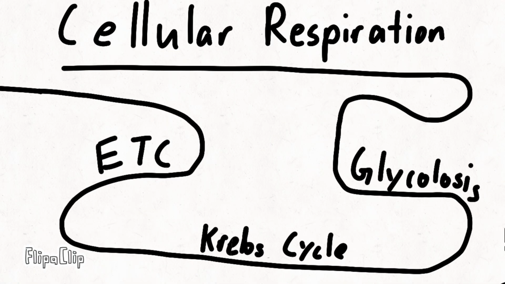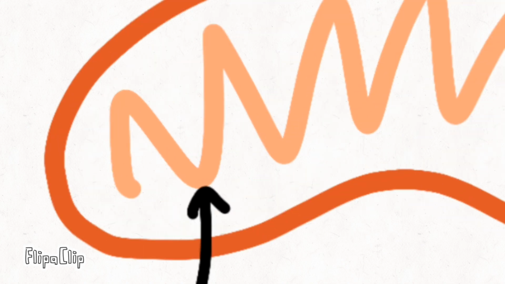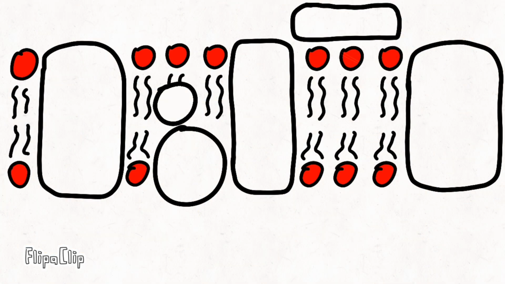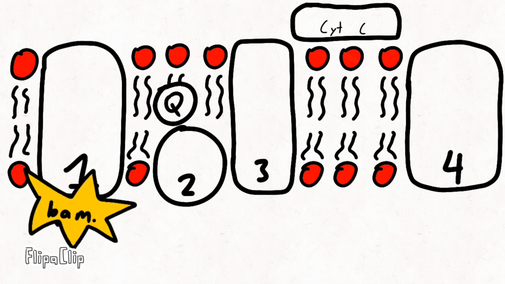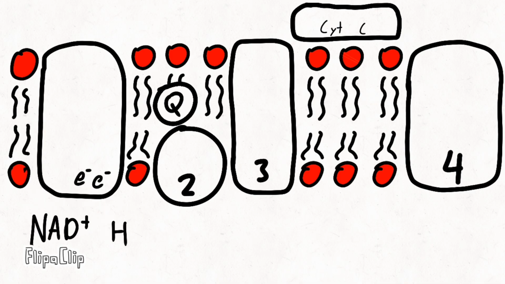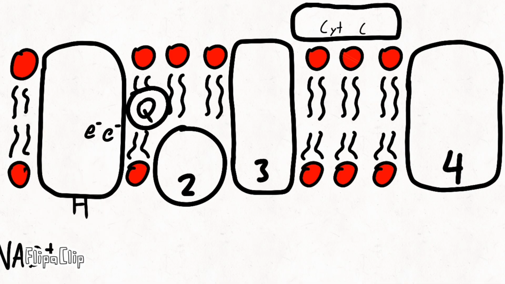Step 3 is the electron transport chain, or just the ETC. The ETC is a series of proteins and molecules located in the inner membranes of the mitochondria. Each group of proteins are called complexes. There's 4 of these, so complex 1 through 4, plus a few random ones. NADH splits at complex 1, splitting into NAD plus H and 2 electrons that get carried by this Q thing.